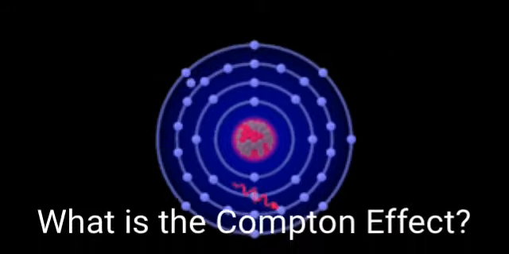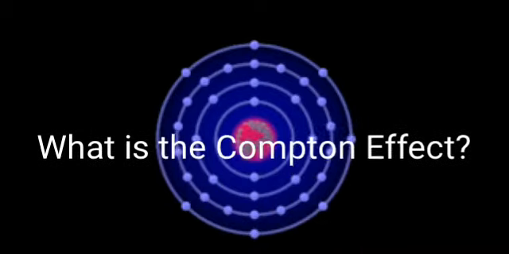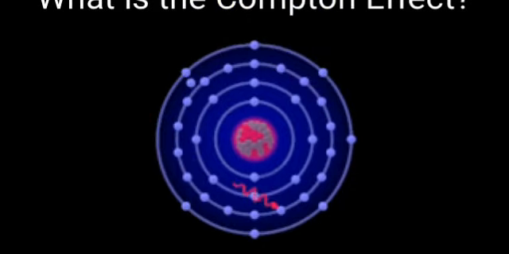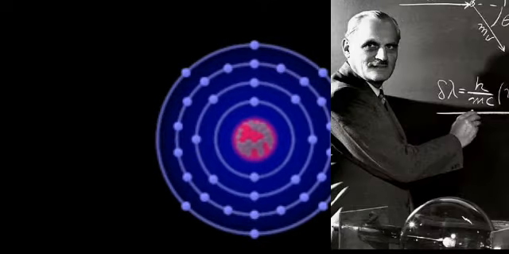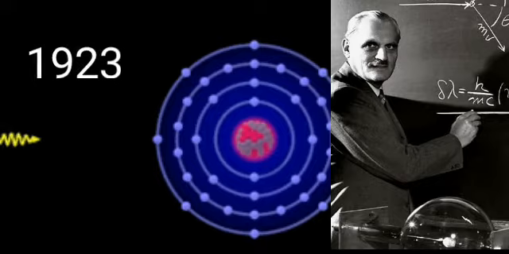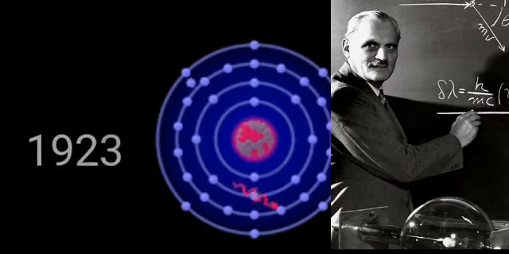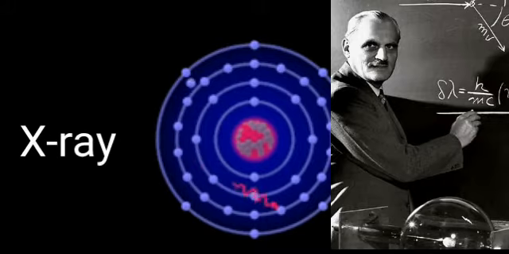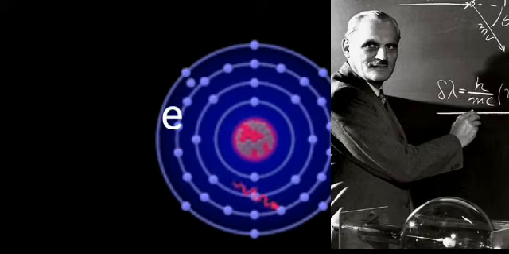The Compton Effect is an experiment that confirms the quantum theory of light. It was conducted by Arthur H. Compton in 1923. Compton basically directed electromagnetic waves with short wavelength known as X-rays at a stationary electron, and he examined the collision between those waves and the electron.